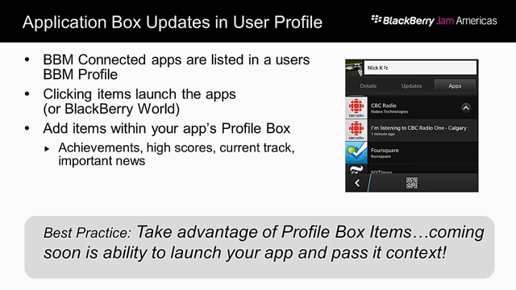So this is the Apps tab within the BBM profile. Again, when you BBM connect your app, you automatically get an entry in that Apps tab within BBM. You see the top right there where it says Apps. In addition to just that one entry, you also have what we call profile box items. So as you add entries underneath your application, you'll see this drop-down option here that expands these profile boxes underneath.